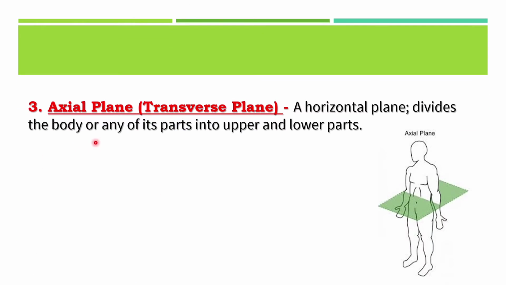Starting with the axial plane, it is also known as the transverse plane. It is a horizontal plane. It divides the body or any of its parts into upper and lower parts. This is the axial plane. It divides the body horizontally into an upper part and a lower part.